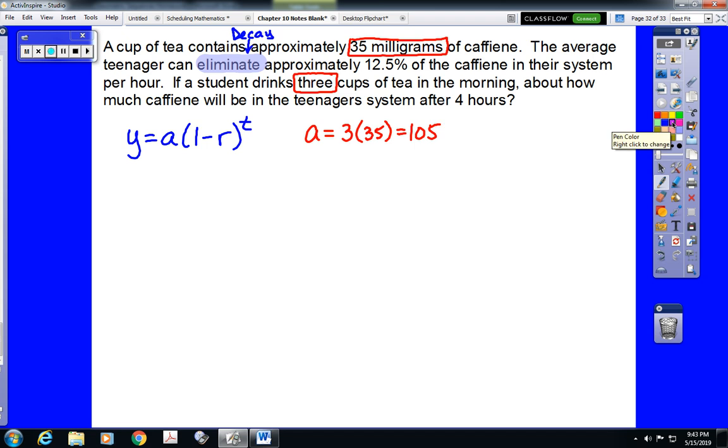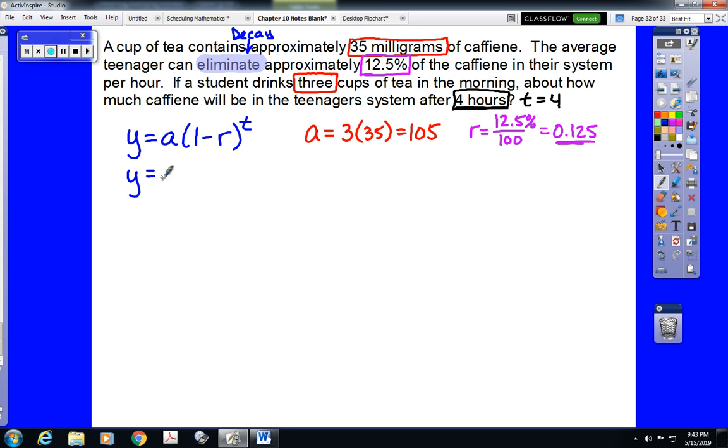Not that we need the units. The rate is 12.5%. So again, for the rate, we need to take that 12.5 and divide by 100, because that's a percentage, and we need to convert it into a decimal. So 0.125 would be our rate. And then finally, a time. There it is right there. T is 4 hours. So then we would go and we would plug these into our equation.